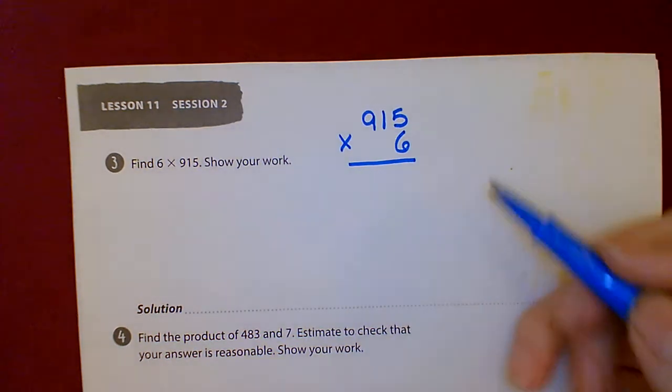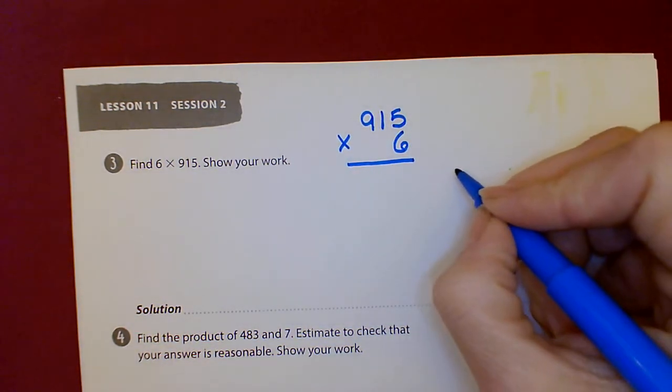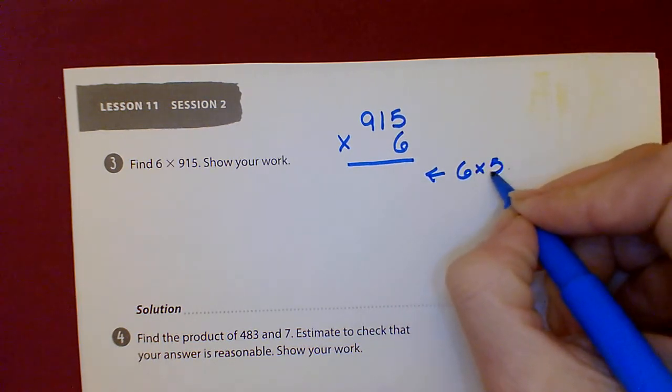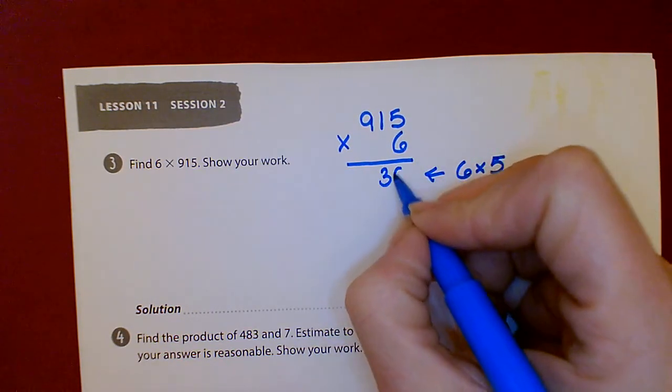All right, so again, the first thing I'm going to do is 6 times the ones. How many ones? 5 ones. So you could write 6 times 5 ones, or 6 times 5. And 6 times 5 is just 30. So I'm going to write that right here.